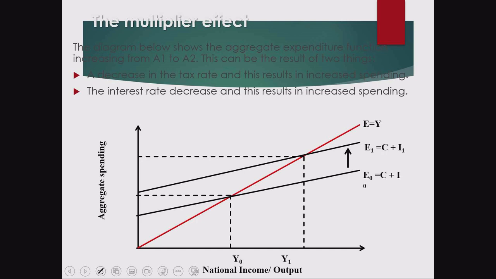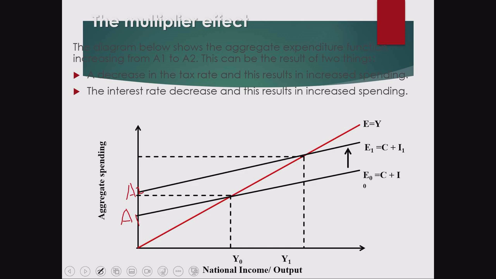This is what I've just explained. Now it's just shown in another format. This is the diagram that I have just explained. Now, if you see here, that's where they show us the effect of the multiplier. The diagram below shows the aggregate expenditure function increase from A1 to A2. You may have here your A1, you may have here your A2. It shows an increase in aggregate expenditure that I have indicated there. Now, this is what I have explained on the previous slide.